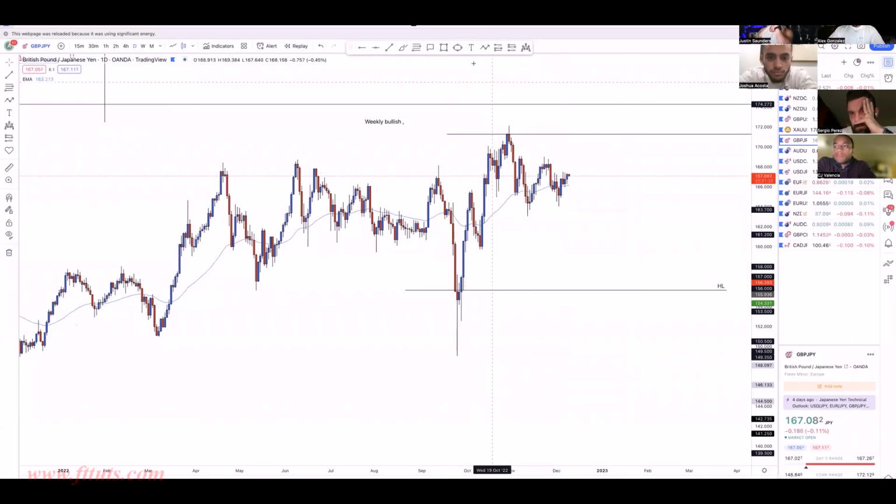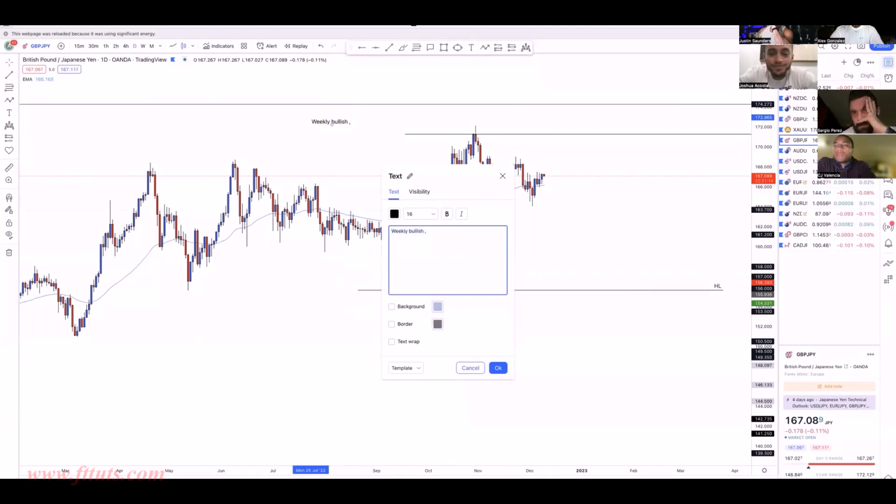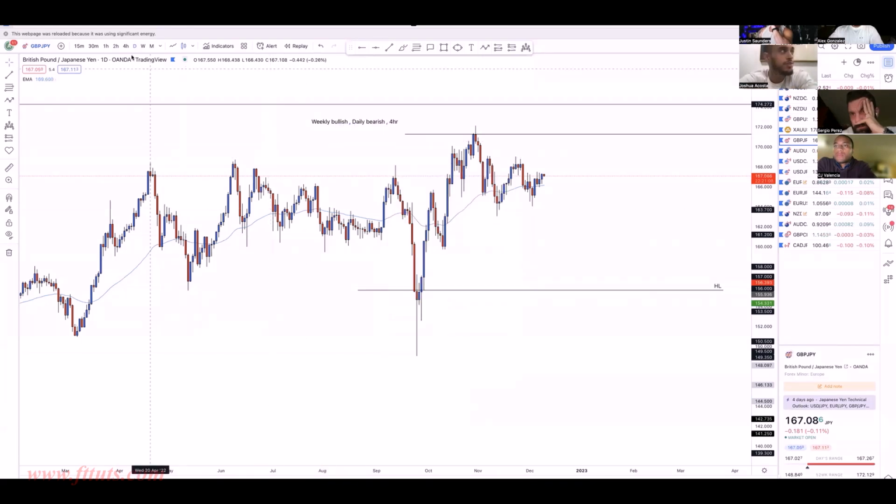Bearish, bullish, let's see. So we have here lower low, higher low, higher high, higher low, lower low, lower high, lower low. We are technically still bearish on the daily. So the daily time frame is bearish. So now we go to the 4-hour.